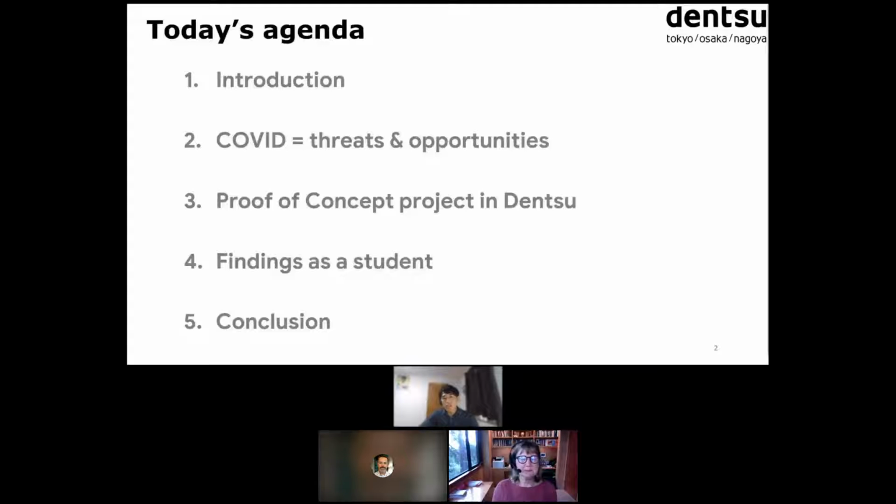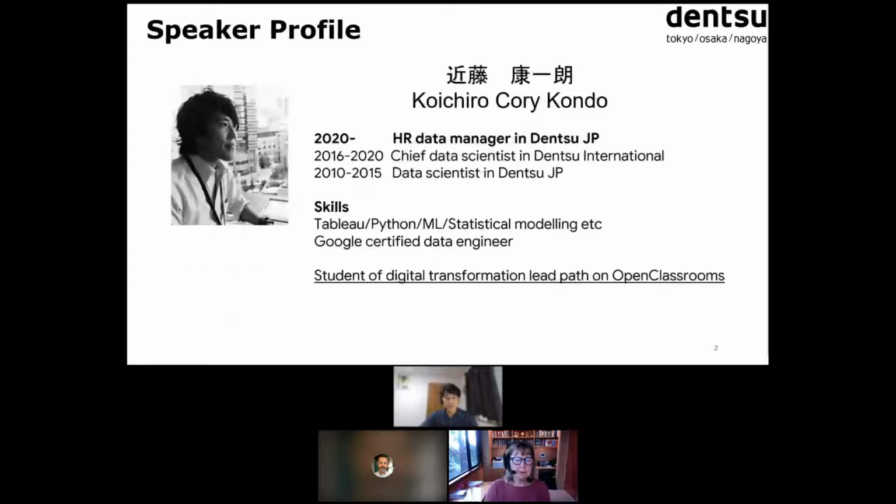Today, I'm here to talk about Dentsu's journey through OpenClassrooms during the COVID pandemic. So here's today's agenda. Start from my introduction. Then I will let you know the impact of the COVID in Japanese business landscape. And next, I will talk about the trial project with OC and some personal findings as a student as well. And finally, I will summarize my conclusion.